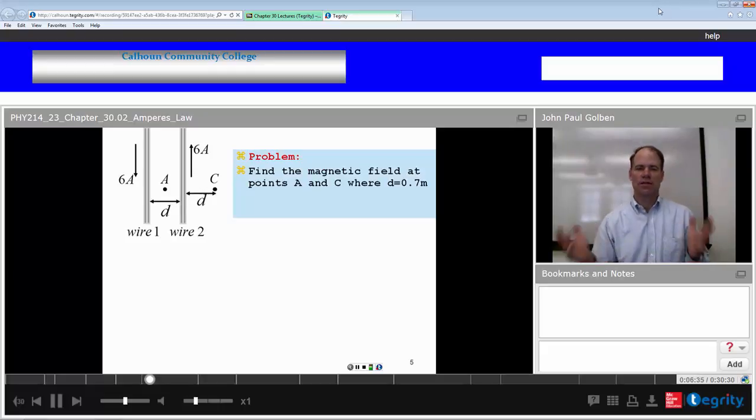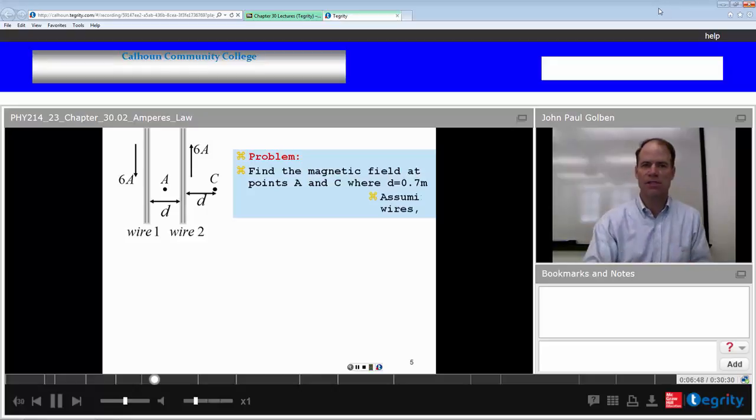Our approach to this will be by using superposition. We're going to find the magnetic field due to each wire separately, and then we're going to add those results together. We're going to superimpose them and get our vector result after that.